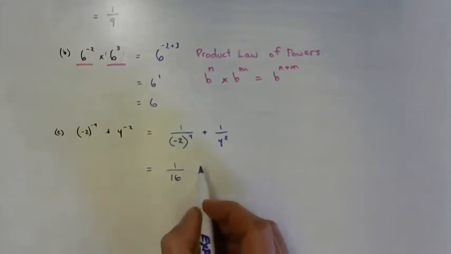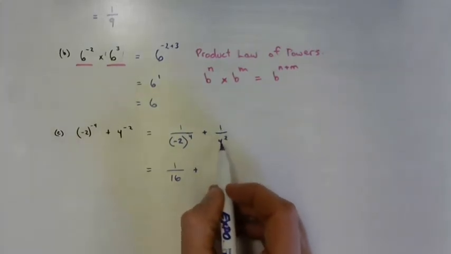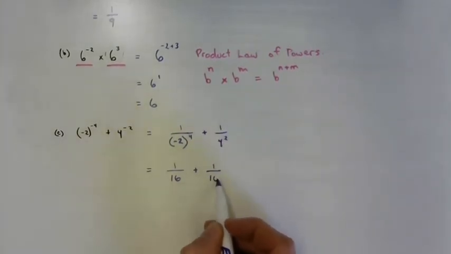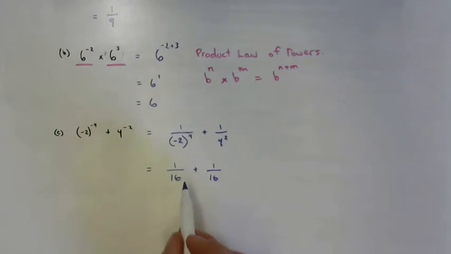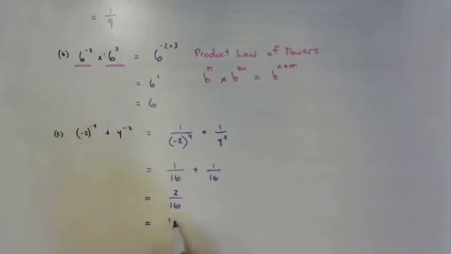And 2 to the power of 4 is 16. 4 to the power of 2 is also 16. So now we have 1/16 plus 1/16. How many 16ths? 2. Is that my final answer? No, 1/8. 1/8.